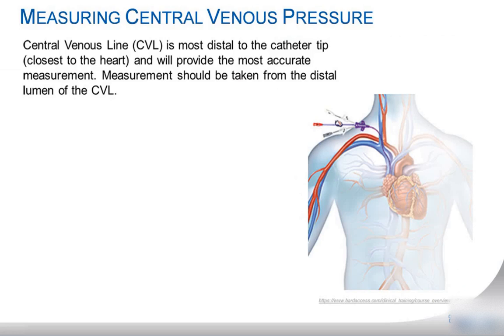When measuring central venous pressure, it is important to remember that a central venous pressure line or lumen that is the most distal to the catheter tip, which is the closest to the heart, will give you the most accurate measurement.